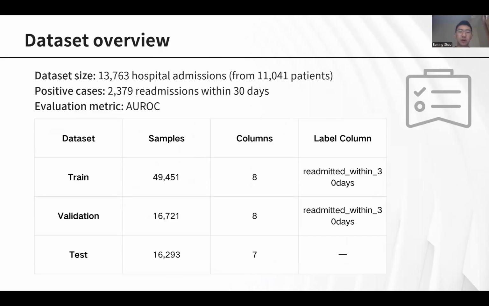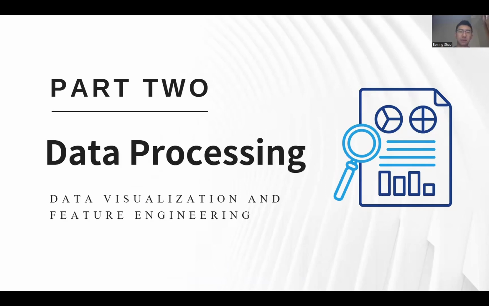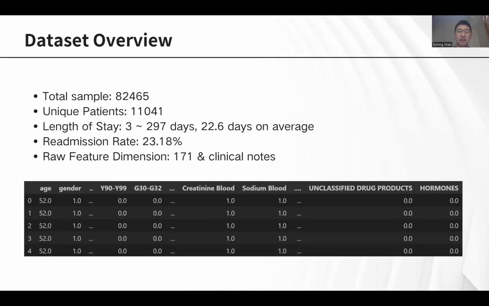The dataset is split into training, validation, and test sets to ensure robust evaluation, and our primary evaluation metric for the study is AUROC. Moving on to part 2, data processing. Before we delve into addressing raw data, let's first investigate the characteristics of the dataset.